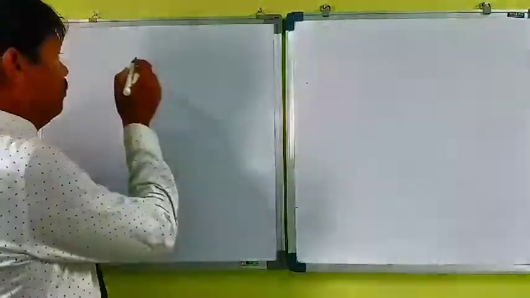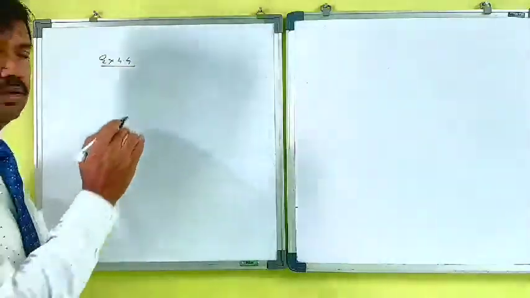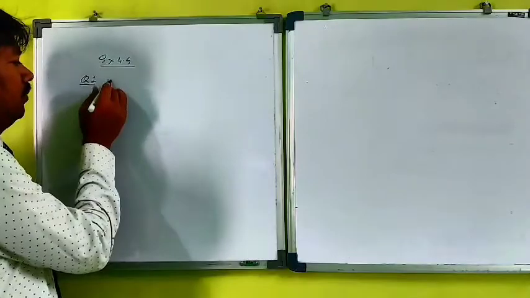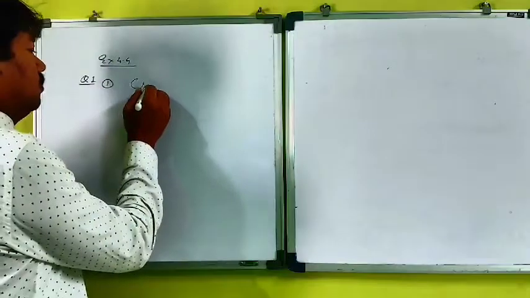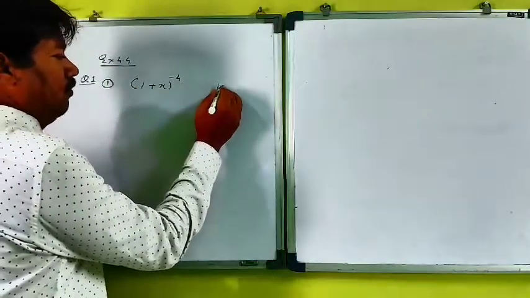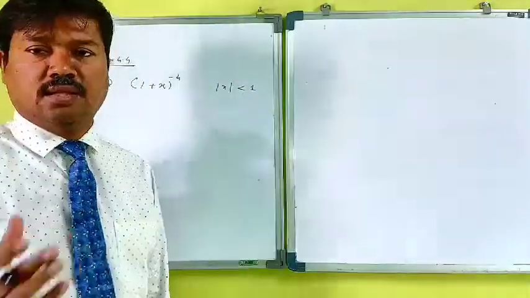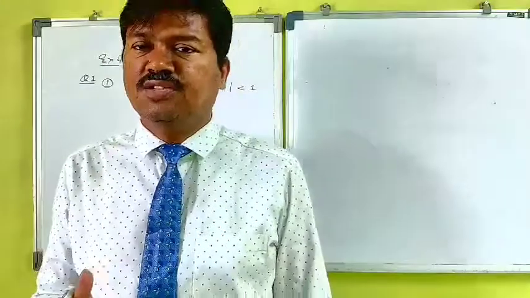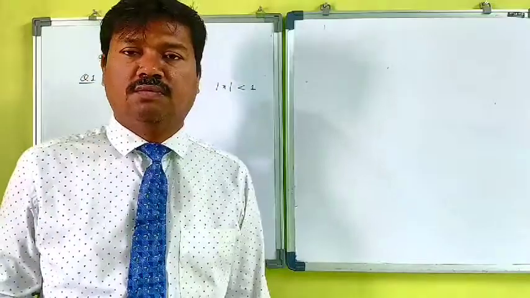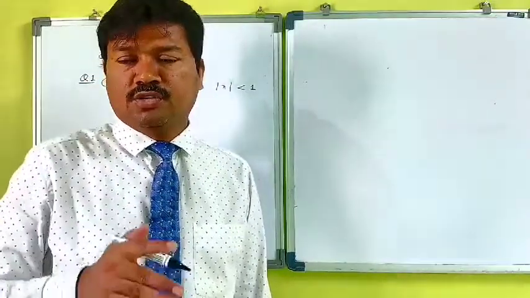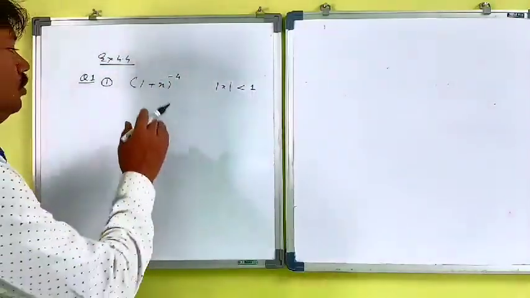So, exercise 4.4 of your textbook. Question number 1. The first question says, find the first 4 terms for this expression where mod of x is less than 1. Because if mod of x is greater than 1, then the series becomes infinite. So for less than 1, we can find any number of terms which is asked, because it goes on decreasing. So here, what to do?